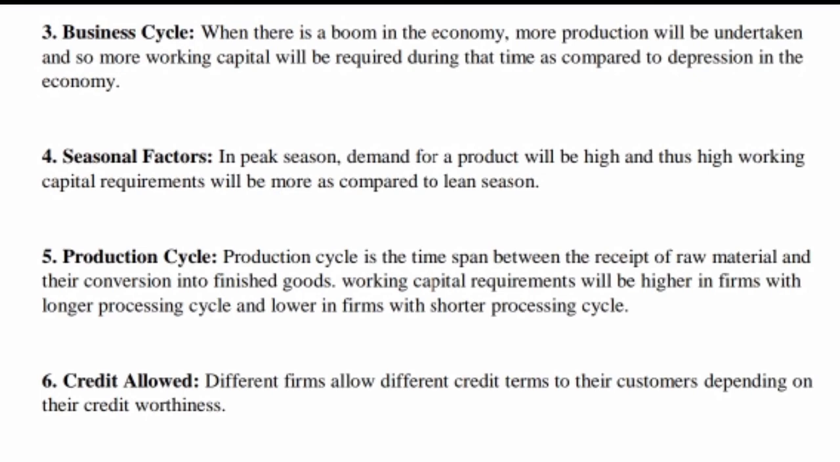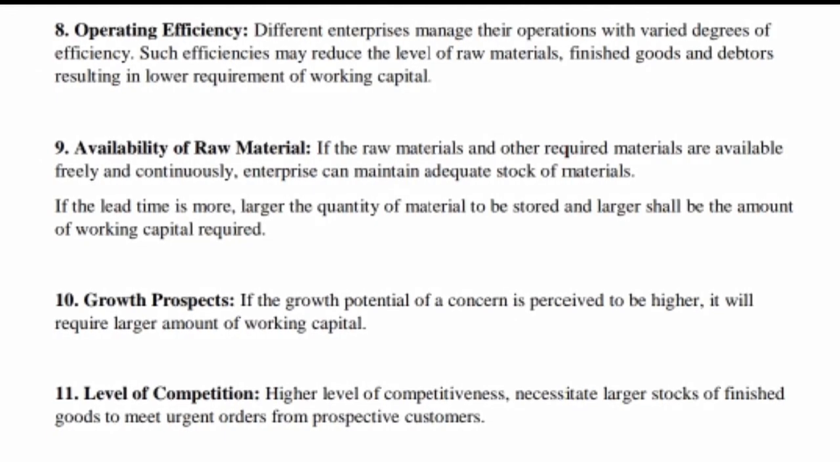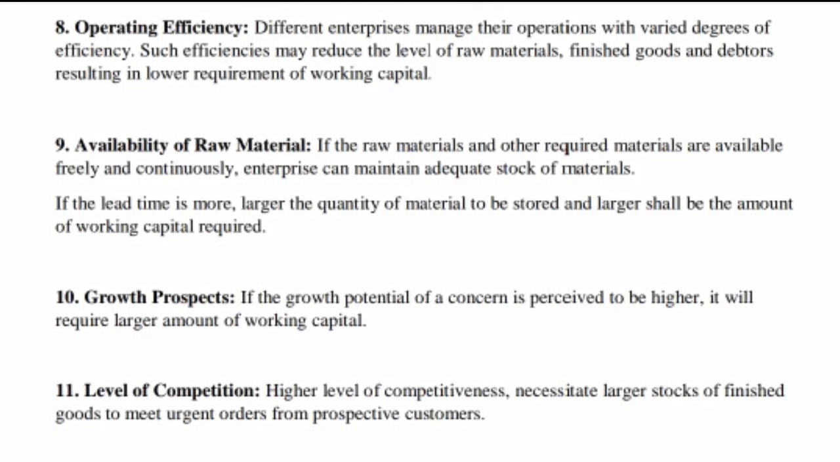5. Production cycle. Production cycle is the time span between the receipt of raw material and their conversion into finished goods. Working capital requirements will be higher in firms with longer processing cycle and lower in firms with shorter processing cycle. 6. Credit allowed. Different firms allow different credit terms to their customers depending on their credit worthiness. 7. Credit availed. Just as a firm allows credit to its customers, it also may get credit from its suppliers.